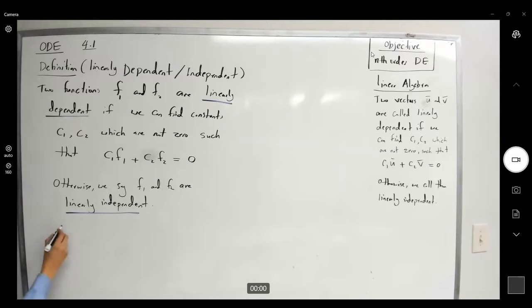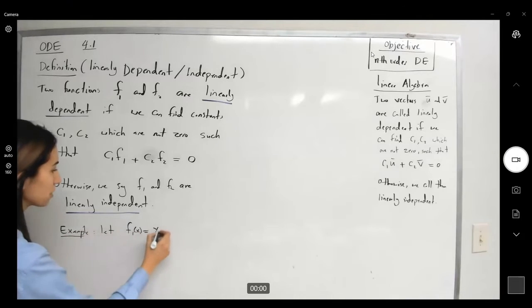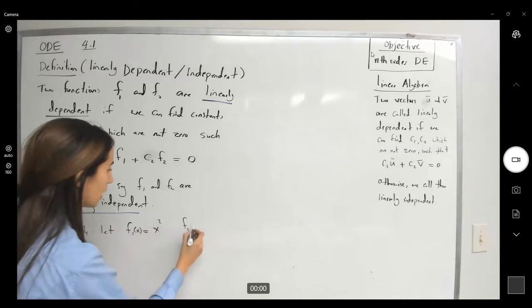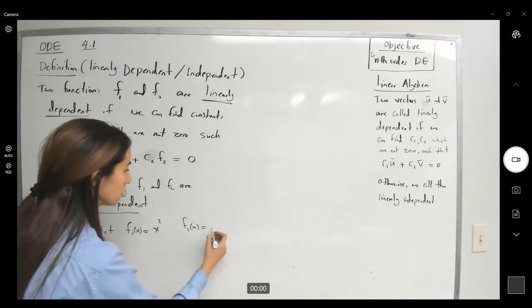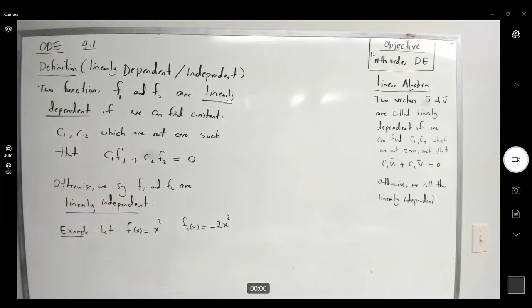A very simple example. Let f1 be x squared and f2 be negative 2x squared. Are these two linearly dependent or independent? Very good. So what do you think, everyone?